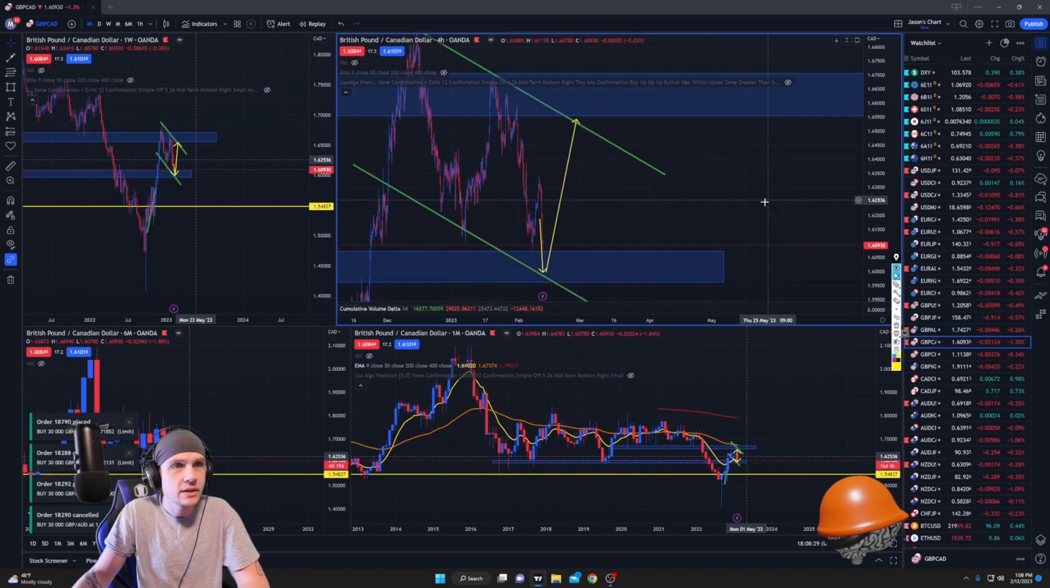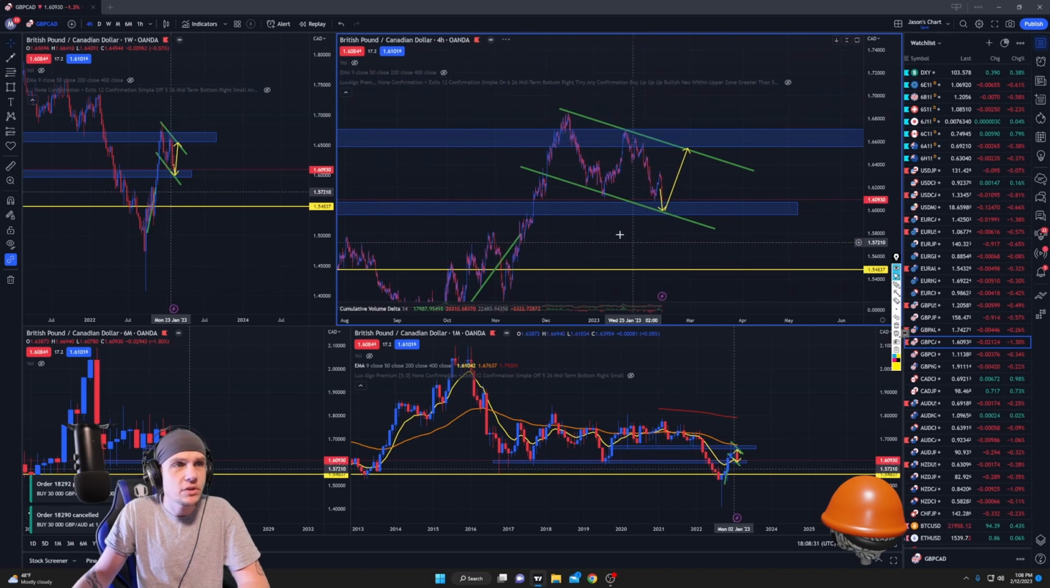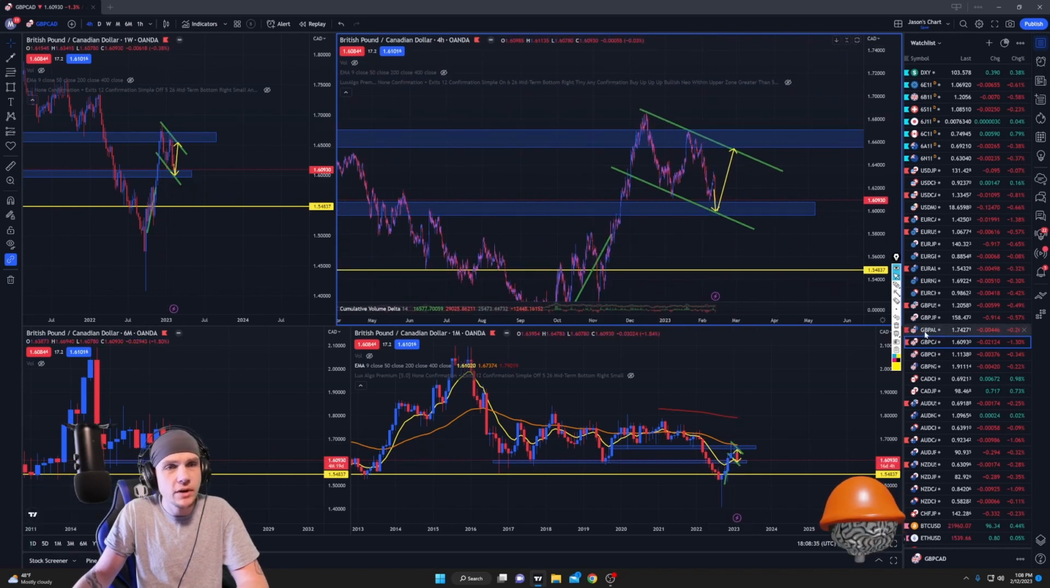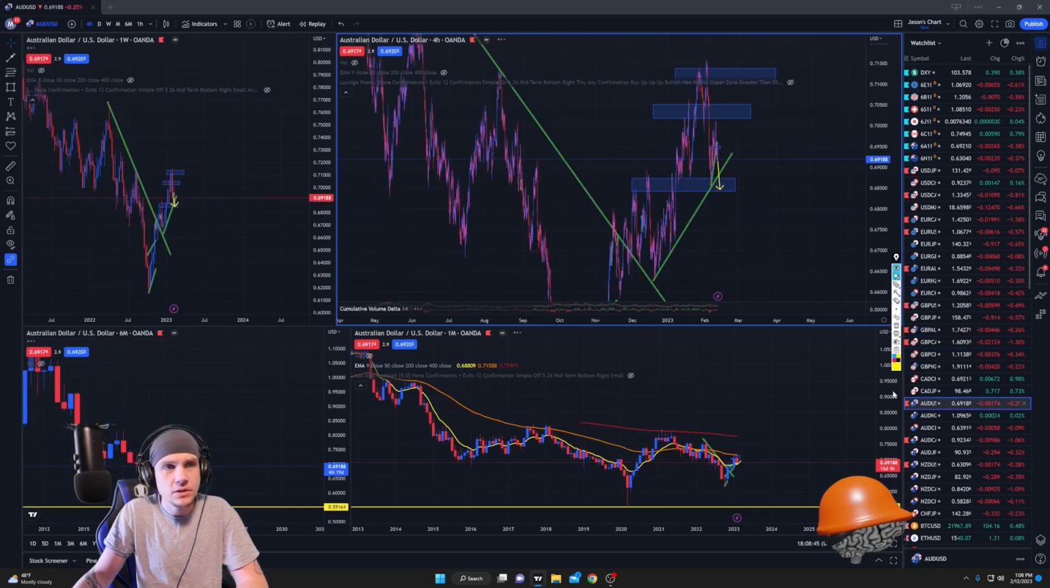GBP CAD. Might actually go for this one too. This looks like a bullish move into a correction, which looks like a bull flag. So I think we have a little bit more down to come, and then a move up. We'll see.